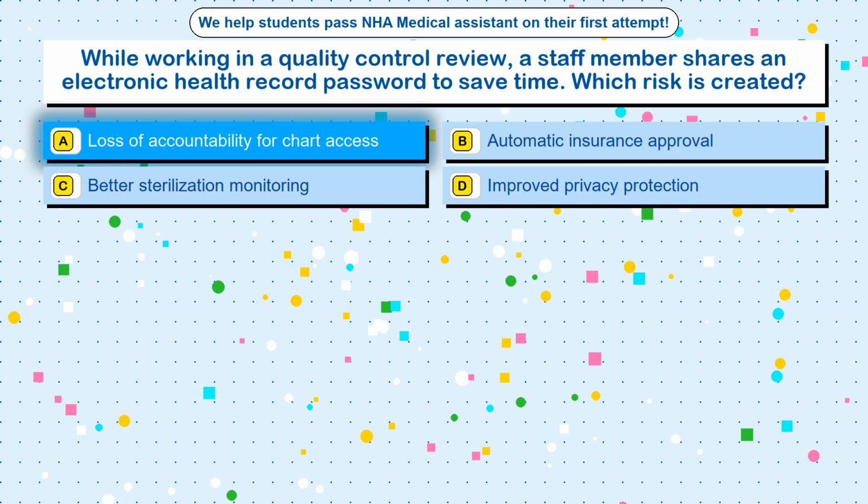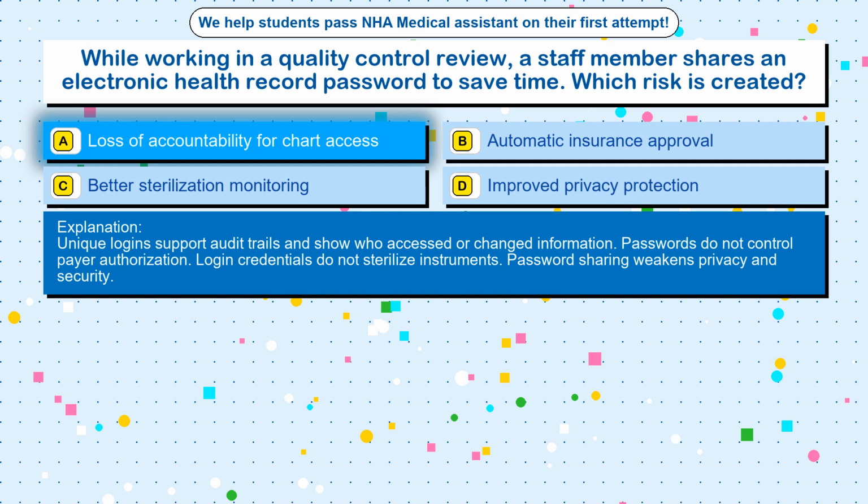The correct answer is option A, loss of accountability for chart access. Unique logins support audit trails and show who accessed or changed information. Passwords do not control payer authorization. Login credentials do not sterilize instruments. Password sharing weakens privacy and security.